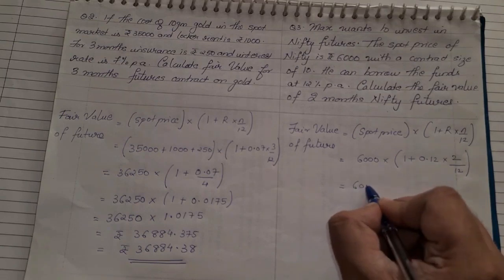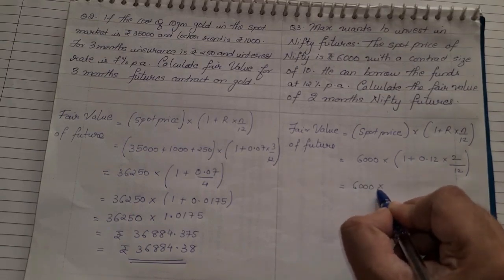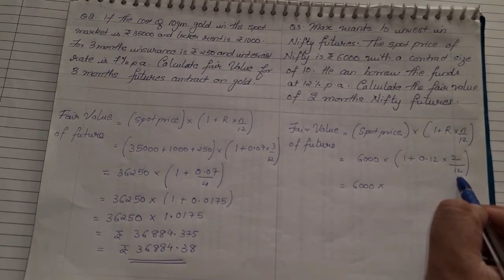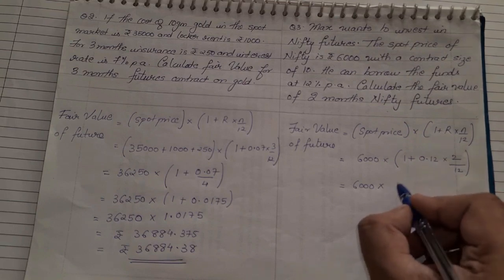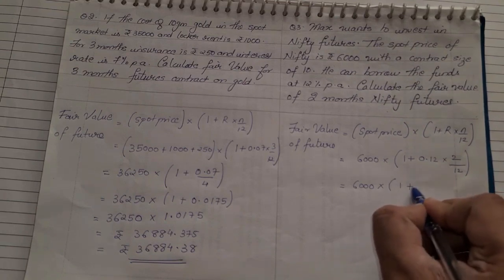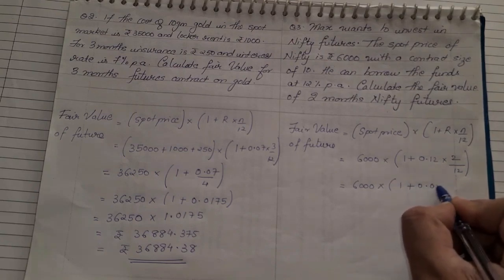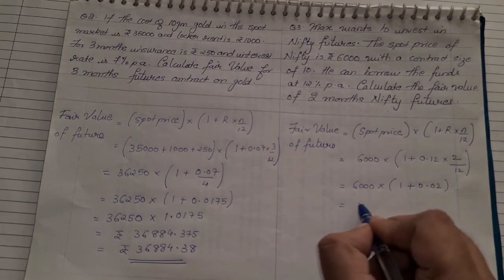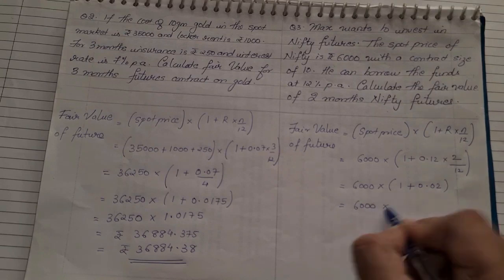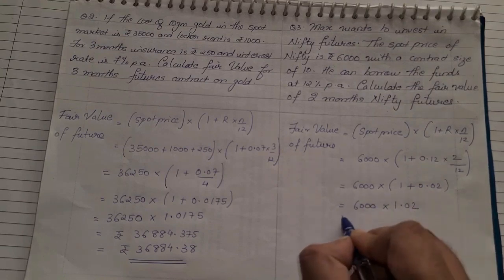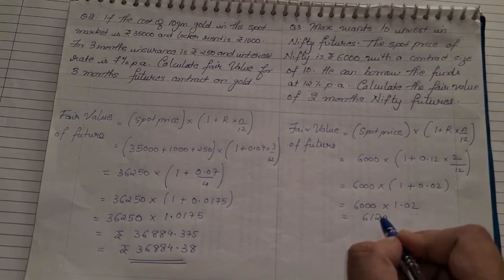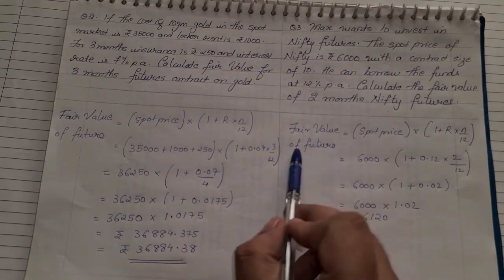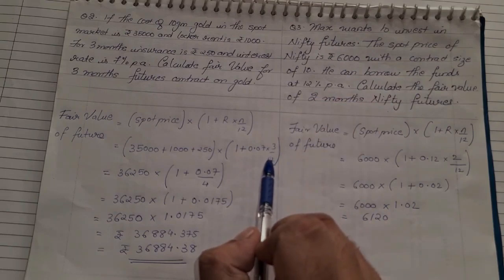So this gives us 6,000 into, now 2 divided by 12 is 1 upon 6 and 0.12 divided by 6 will give you 0.02. So my value will be 1 plus 0.02. So our next step will be 6,000 multiply by 1.02. You multiply, you get the answer as 6,120. Now this is the fair value of future for one contract.